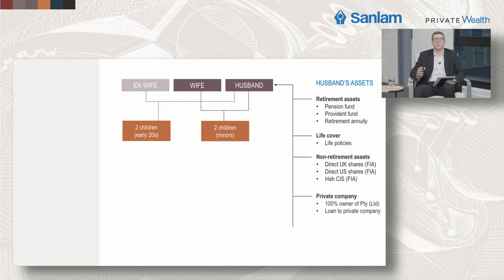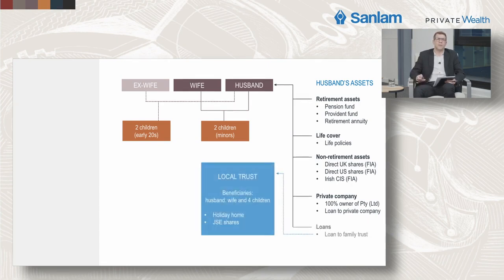The client is also 100% owner of a private company. So he's a sole director and owner of a private company, and he's got a loan to that private company. And then there's a couple more things that come in here. There's an old family trust that the client set up some time ago. And the current beneficiaries of this family trust are his wife and his 4 children at this stage. That trust owns a family home and some shares, and that was basically funded through a loan from the husband.